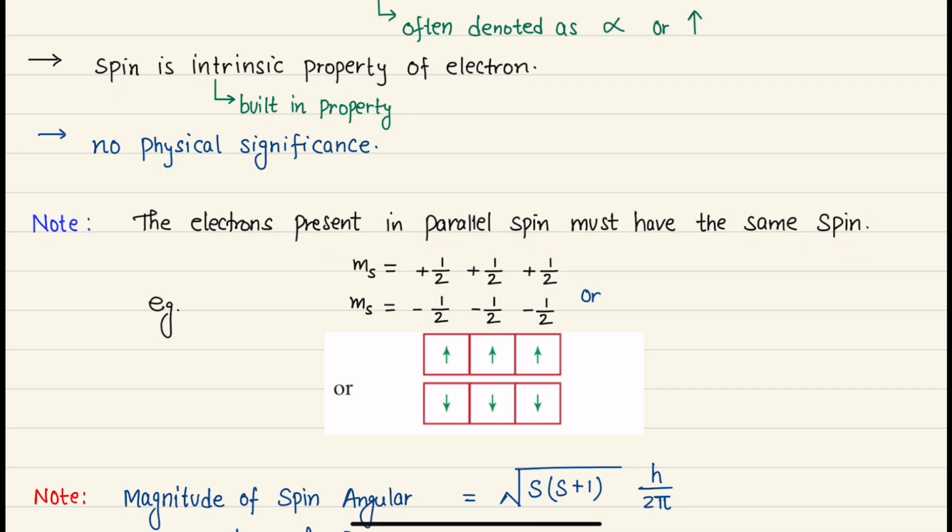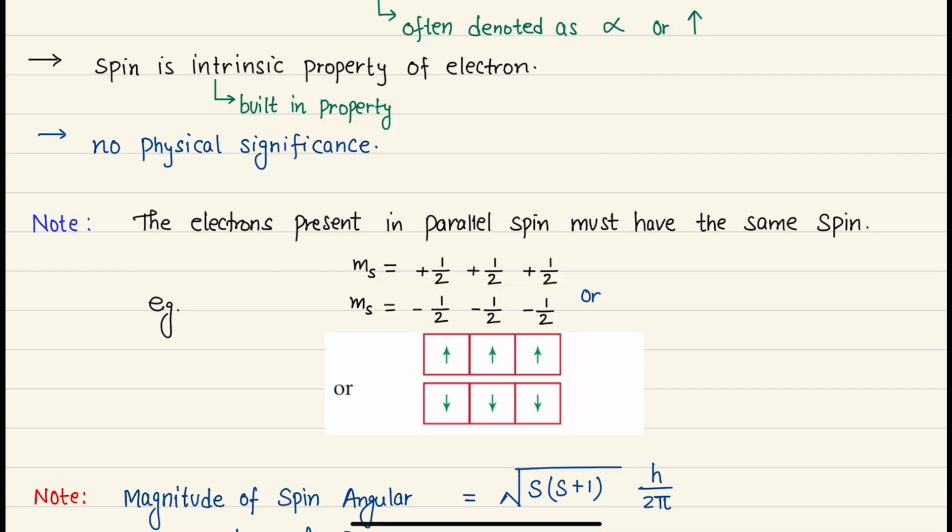What does this mean? Suppose we have 3 electrons, all having a parallel spin, all in the same direction, the upward direction. It means all these 3 electrons can have either plus half, plus half, plus half, or all 3 electrons can have minus half, minus half, minus half. Understood? But the decision of choosing plus half or minus half depends on you. Okay, what you want. Understood?